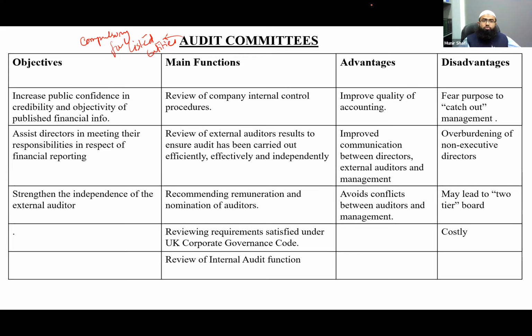It may lead to a two-tier board, obviously. One, those who are executive, and those who are non-executive. There might be some cold war between these two. Costly, obviously. Yes, because we need to pay every director who is attending the meeting. Are you getting this?